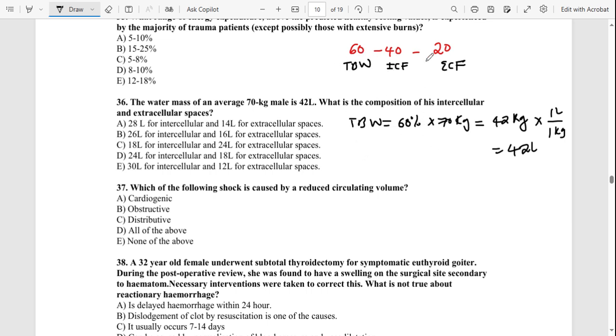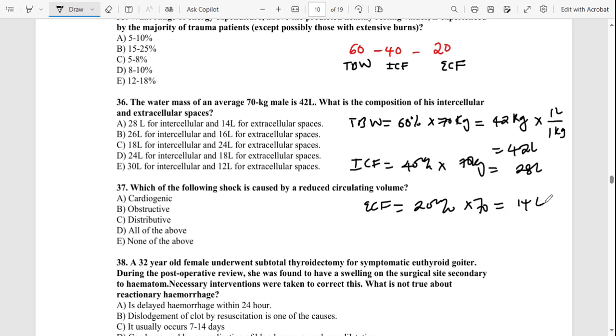you can use the 60, 40, 20 rule by saying ICF is 40% of the weight, which is 70 kg. And this is going to give you 28 liters. For ECF, it is 20%. These are values you can just know in the brain, without even punching. 20% of 70 gives you 14 liters.